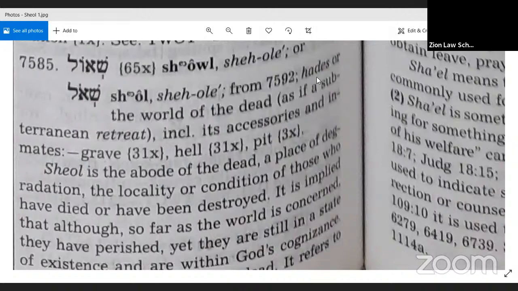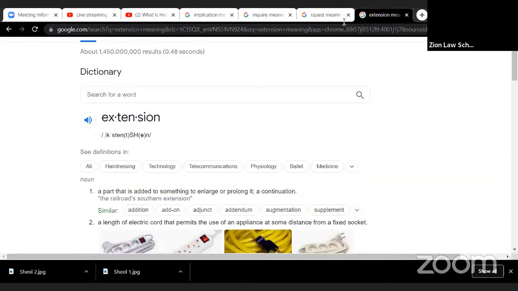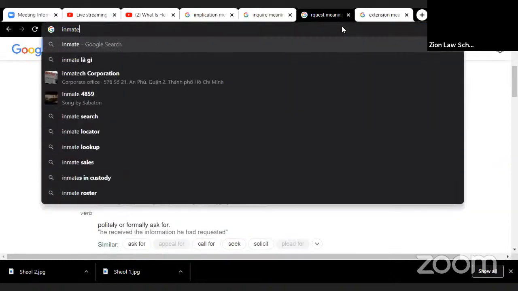So, all right. So Hades, or Turanian retreat, includes its accessories and inmates. Okay, so this word hell has accessories and inmates. Inmates. So what are inmates? Let's look that up. I'm only familiar with the negative meaning of inmates. Let's see if there's something positive about inmates. Does anyone know anything positive about inmates?